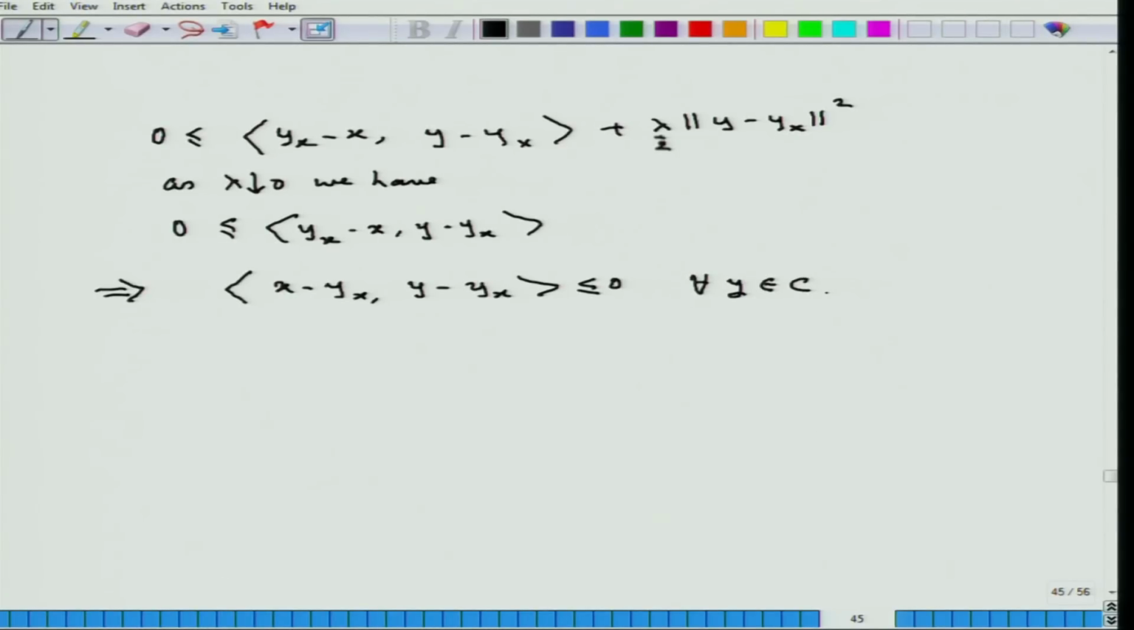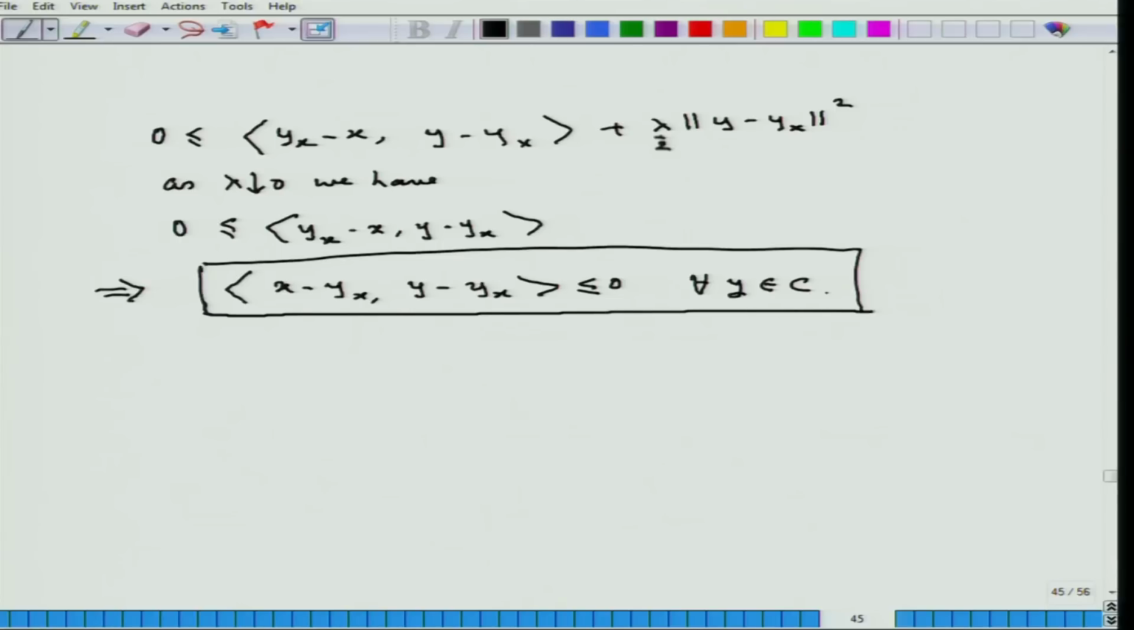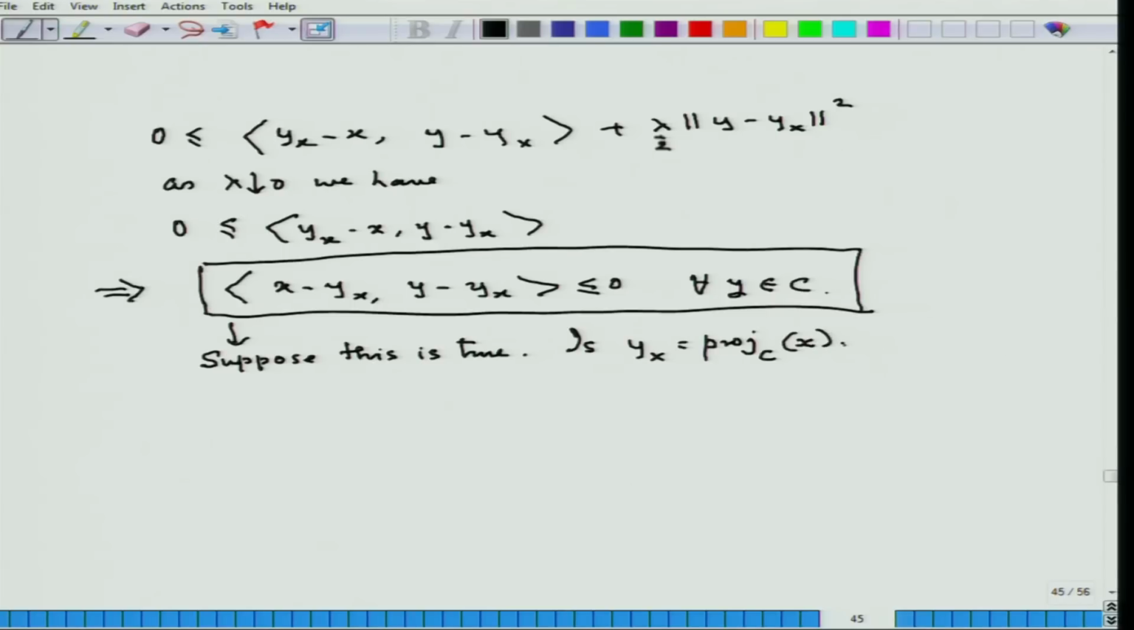Now, suppose I have this result, this result has been given to me. So, suppose this is true, the question is whether y x is the projection of x on C, that is the question. So, we are going to prove that yes, it is.